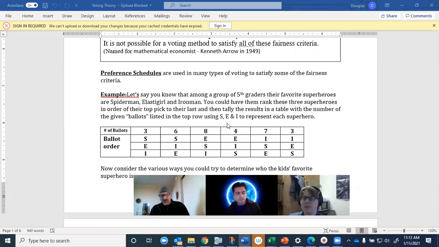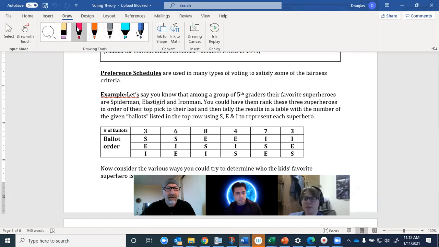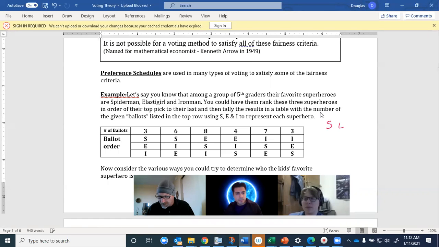So this is what that means: when a person votes for their favorite superhero, one ballot, one person might say, oh, I want Spider-Man, then Elastigirl, and then Iron Man. And this is just on one ballot. Their number one choice is Spider-Man, the number 2 choice is Elastigirl, and the number 3 choice is Iron Man.